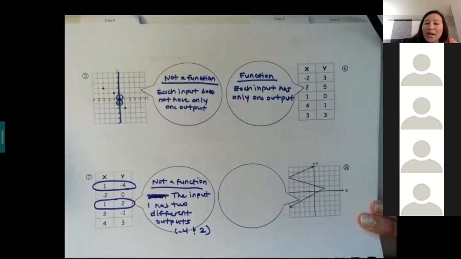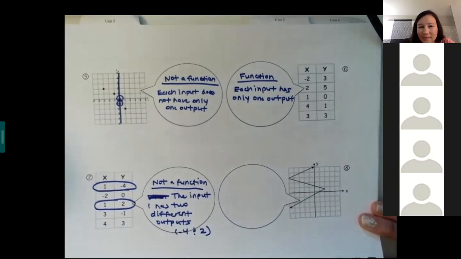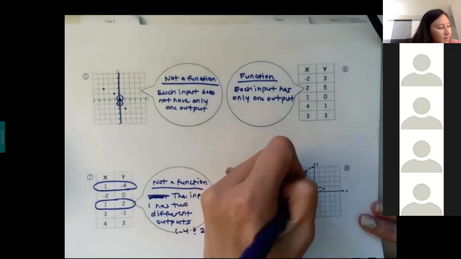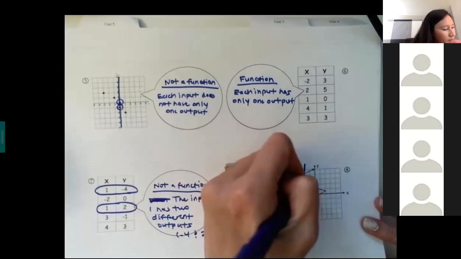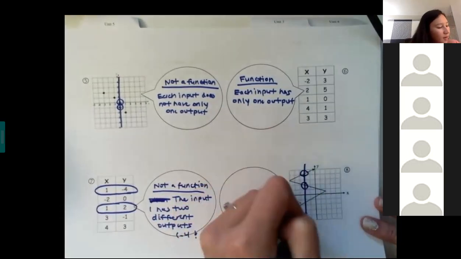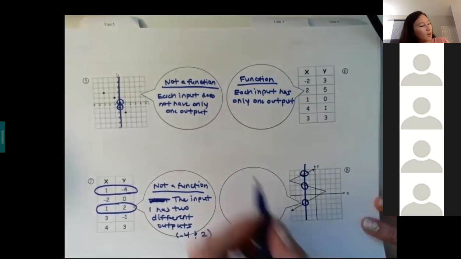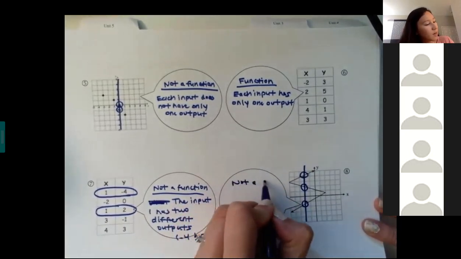Good. And then Solomon, what about for number 8? It's not a function. Good. How do you know? Because if you go down on the line, it's supposed to only have one line passing through each, and it has more than one. Right. Well, you could pick pretty much anywhere to draw a vertical line, and we see that it crosses here, and crosses here. Right, so we'll say not a function.